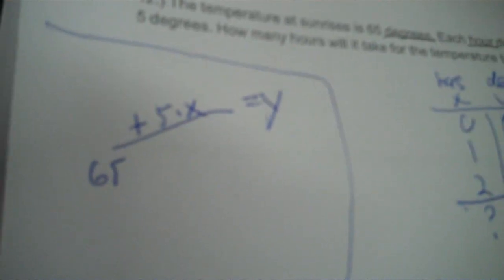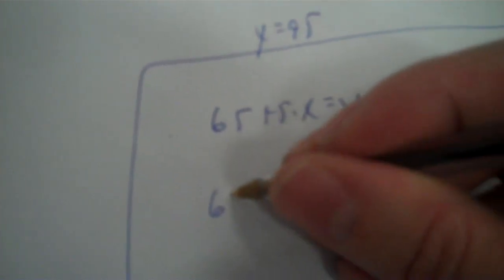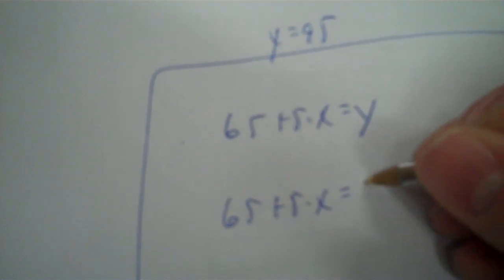Now block that off, and you're going to put 95 with degrees, question mark for the hours, okay? So my line is all set up and ready to roll here. Y starts at 65, and you're adding your slope 5 every 1 hour, so 5 times x. Okay, write your equation and you got it. 65 plus 5 times x equals y. So y is equal to 95. So 65 plus 5 times x equals 95.